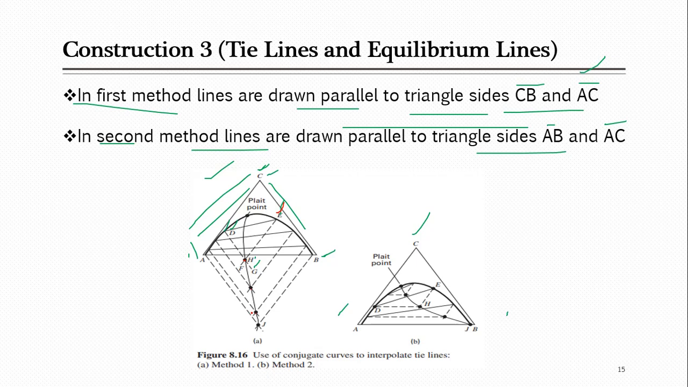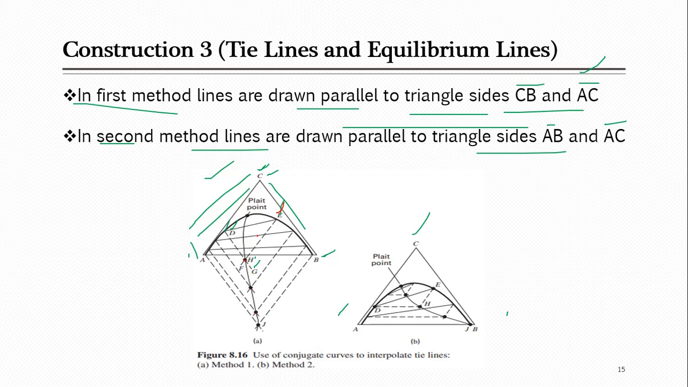Based on these various points, if you just join them and then finally connect them with the plait point, this will be one curve. And now using this curve I can get other tie lines inside the system if I need. What I have to do is reverse this method.